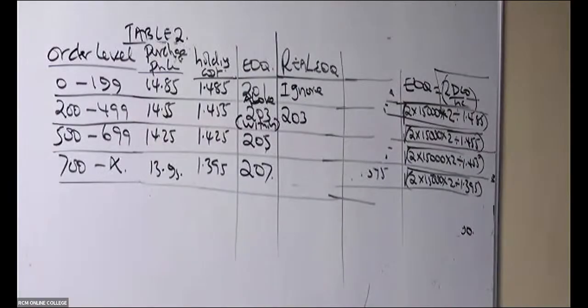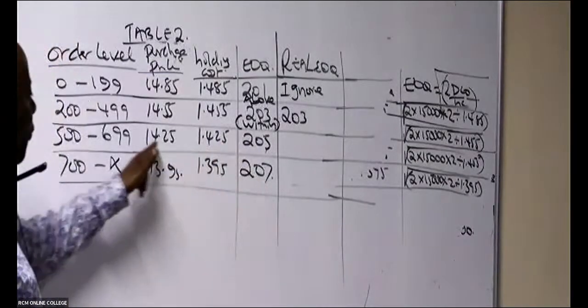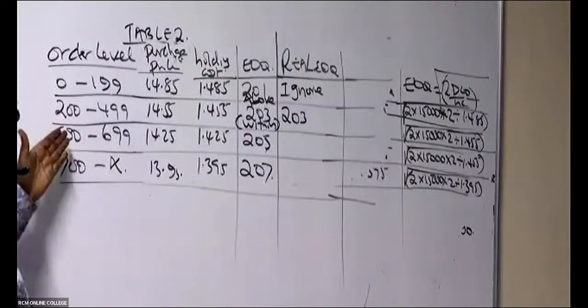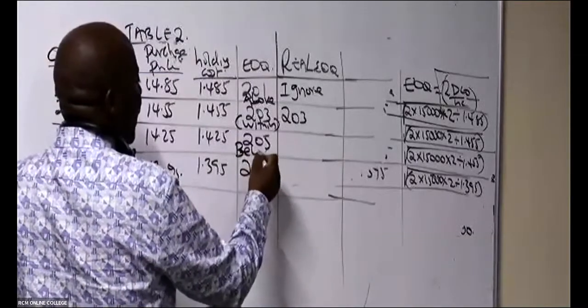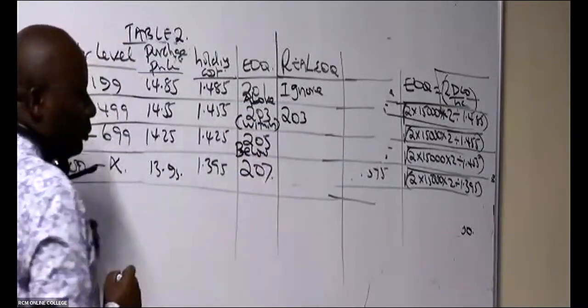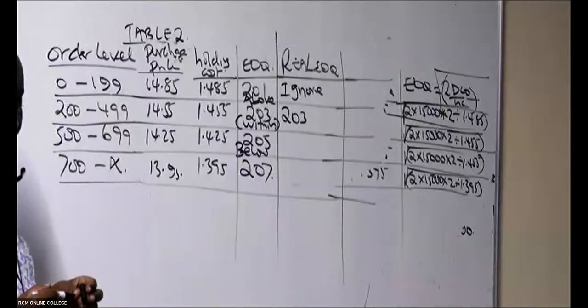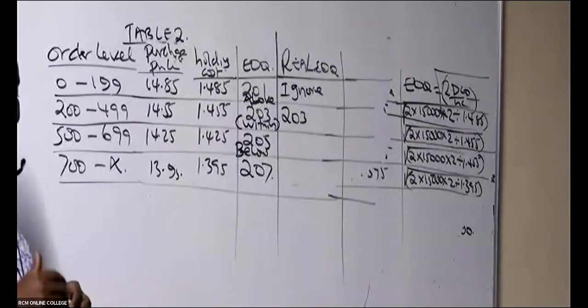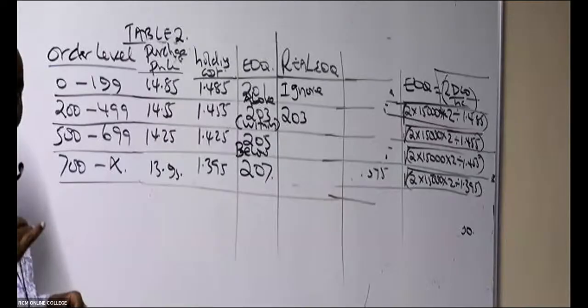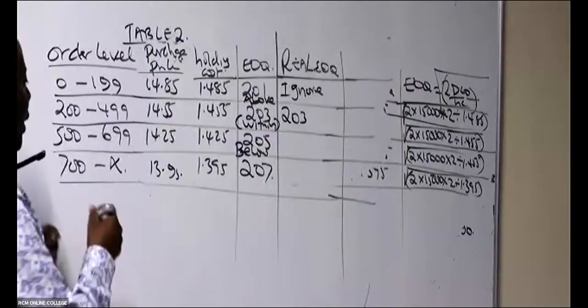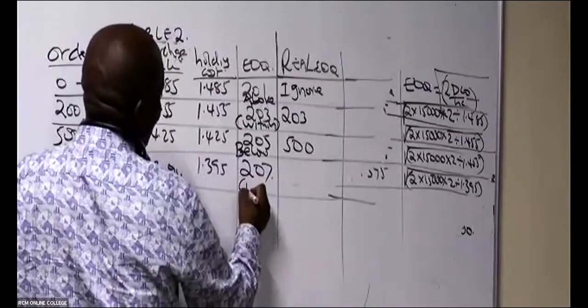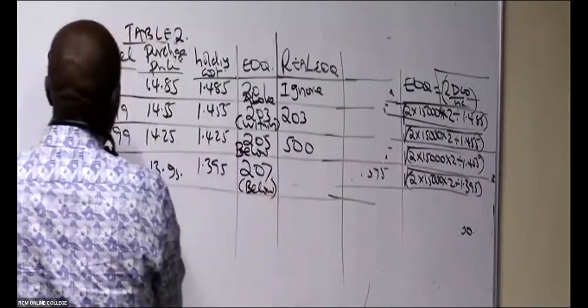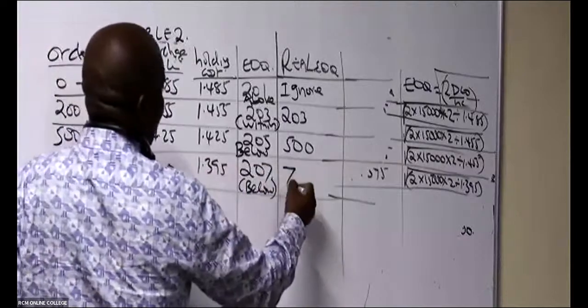How about 205? 205 is falling below, it's less than 500. Please advise, then what will be the real EOQ? They are telling me, Mwalimu, whenever it falls below, then the lowest value in the range. So the lowest is 500. And this is also below, lower than 700, so we compute 700.